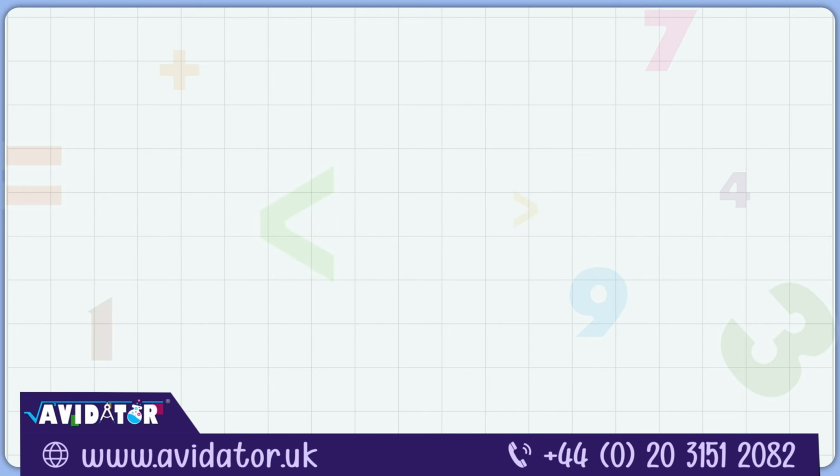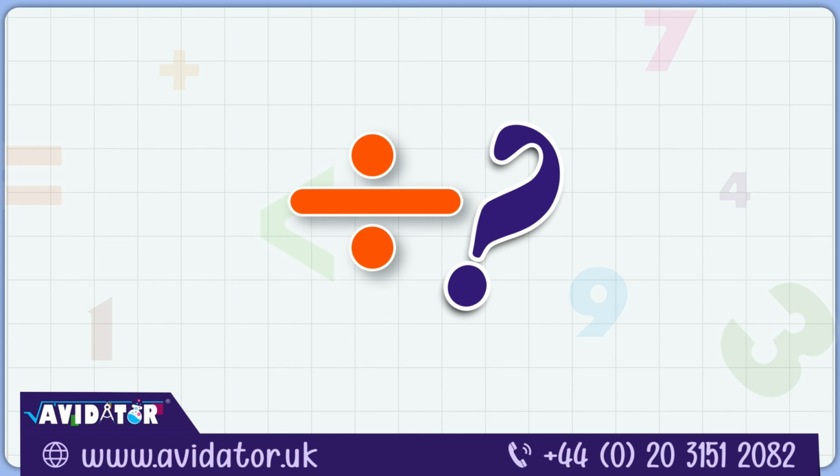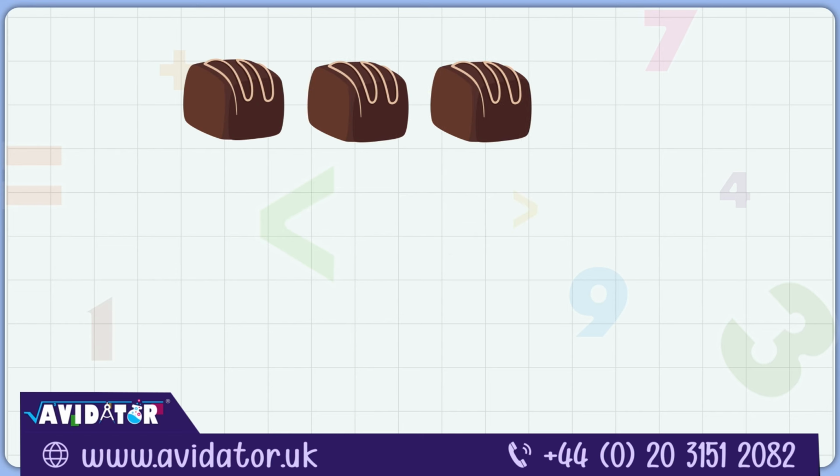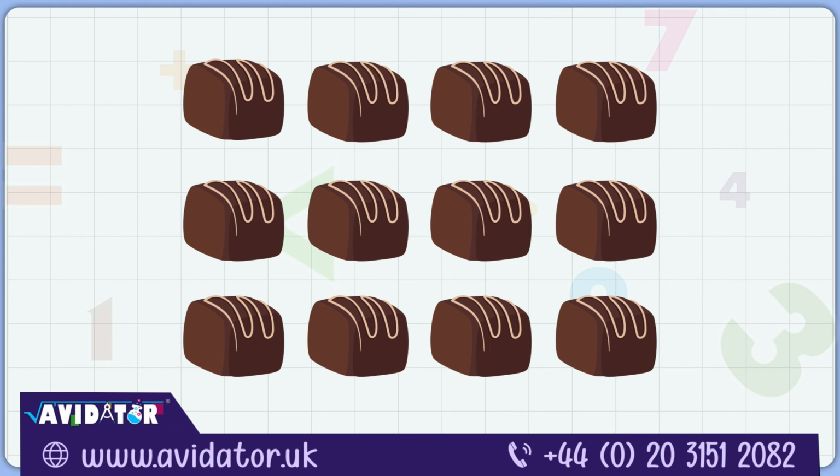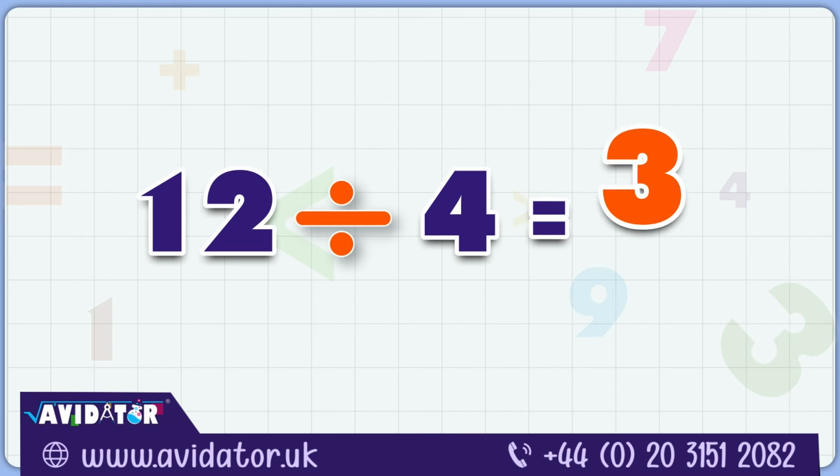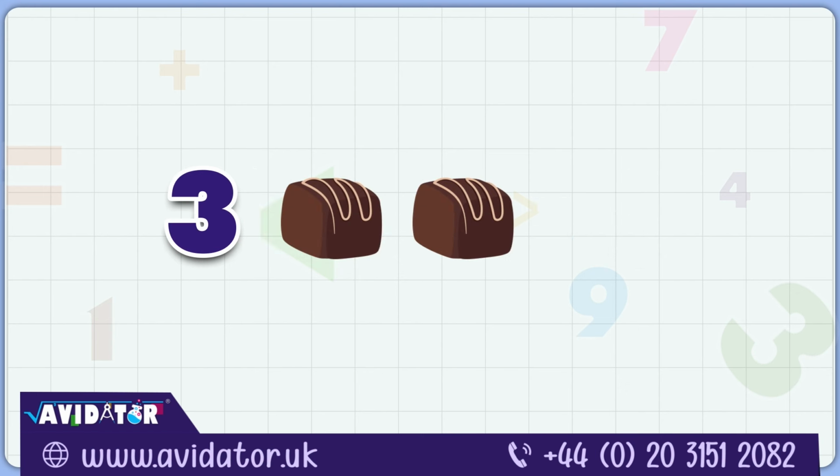What is division? Division is the process of splitting a number into equal parts. For example, if you have 12 sweets and want to share them equally between 4 friends, you divide 12 by 4. Each friend gets 3 sweets.